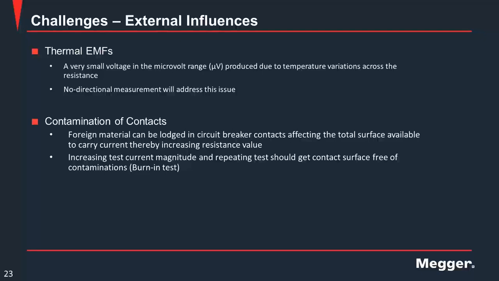The next is the contamination of the contact. For example, on the CB foreign material can be loaded in the contact, and this will affect the total surface that is available to conduct electricity. Because the surface is lower, then the resistance value will be increased. So increasing test current magnitude and repeating the test should get contact surface free of the contamination. So the contamination of the contact also can have an effect. This is the challenge, how to eliminate this.